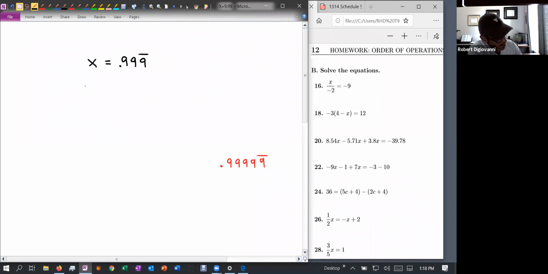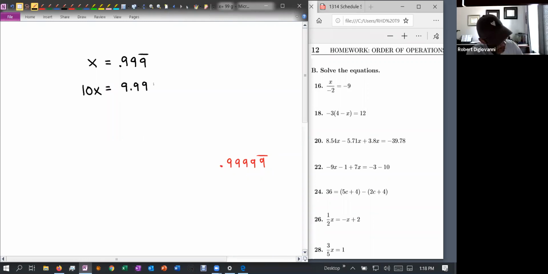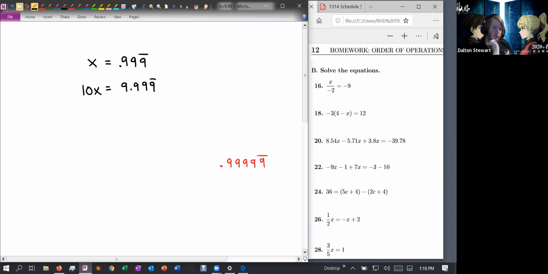Okay, so let me ask you now, what's 10x? So what would happen if you multiply that decimal by 10? It'd be 9.9 repeating. Yeah, so now you've got 9.999 repeating forever, right? Doesn't matter how many nines I put there because they go forever. Yes? Okay, so now let me ask you a different question.